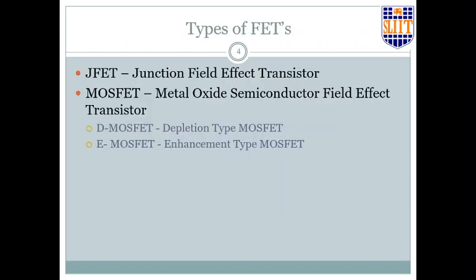The types. There are two main types of field effect transistors. One is the junction field effect transistor, which is abbreviated as JFET, and the other is the MOSFET, or some call that an IGFET. IG stands for insulated gate field effect transistor, or metal oxide semiconductor field effect transistor. When we come into that, we will see the structure of it, and why it is called MOSFET or IGFET. There are two main types of MOSFETs. One is the depletion type MOSFET, abbreviated as DMOSFET, and the other type is the enhancement type MOSFET, eMOSFET.